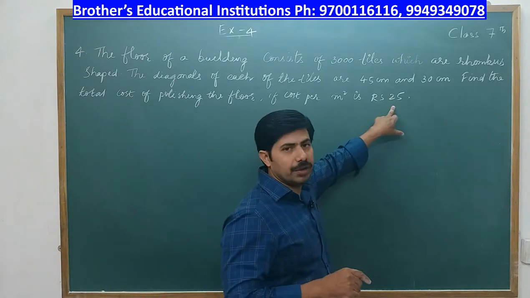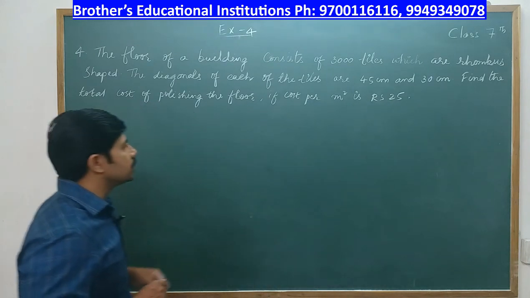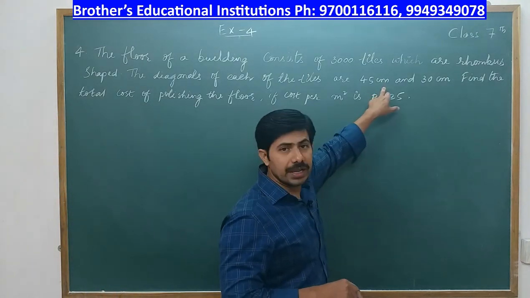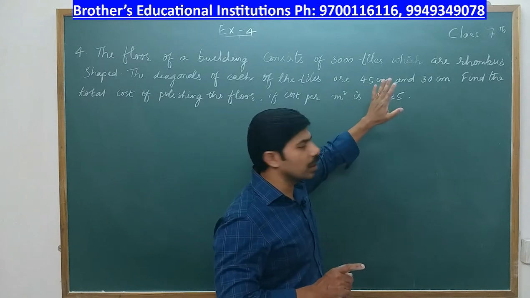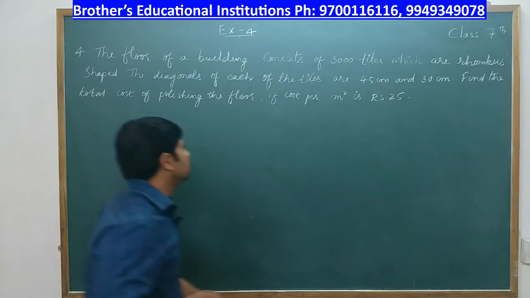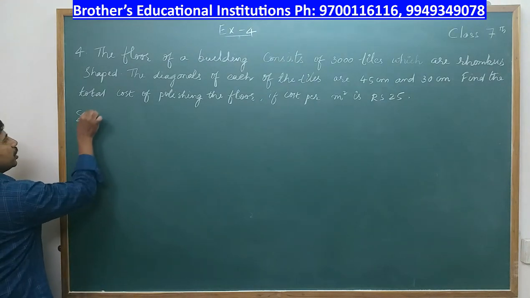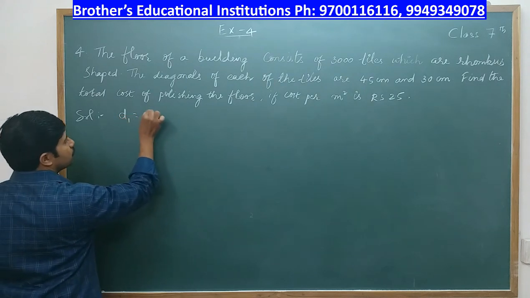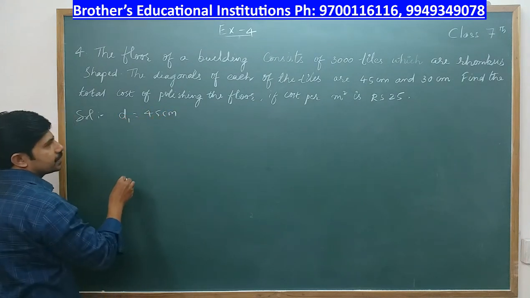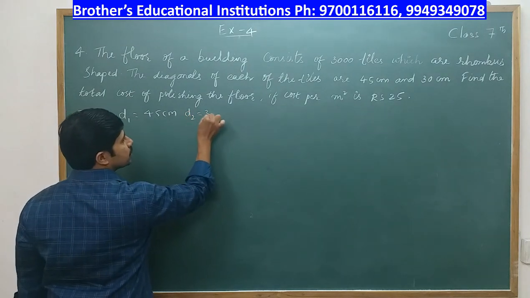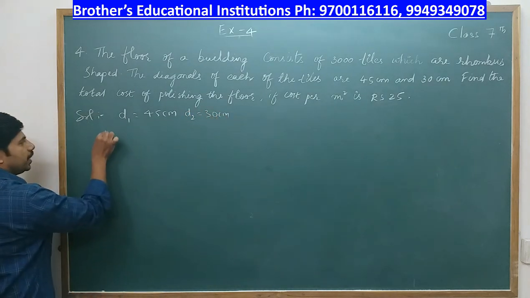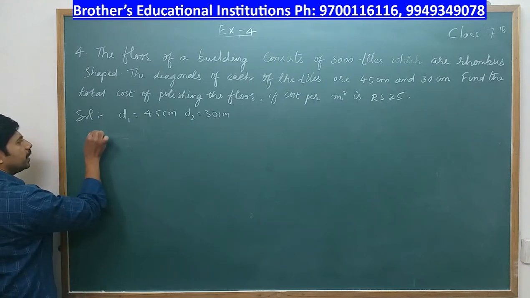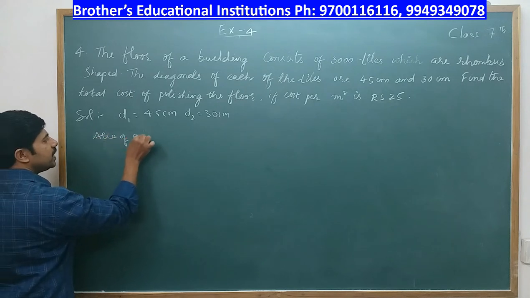So here we have to find out the cost of the polishing, and the cost per meter square is given as 25 rupees. One thing before solving this: he is asking the cost per meter square, but the dimensions are given in centimeters. So first we will find out the area of the rhombus. The tiles are in the shape of a rhombus. D1 is 45 centimeters and D2 is 30 centimeters. So what is the area of a rhombus? Half D1 into D2.